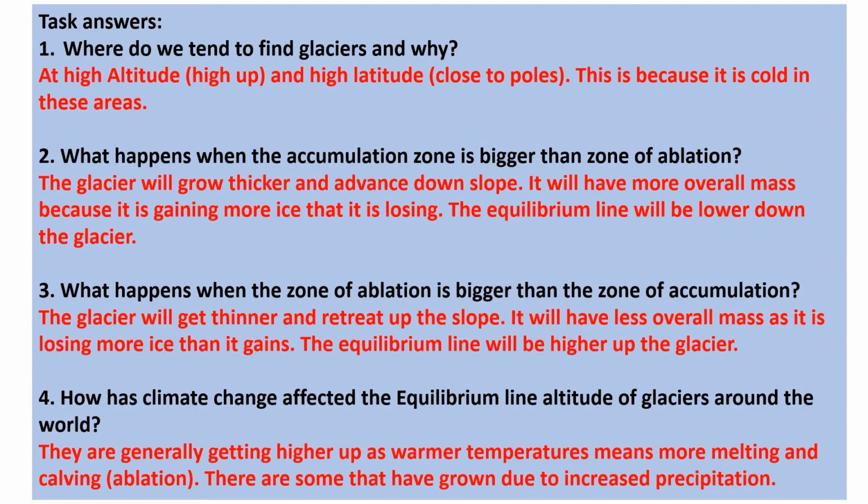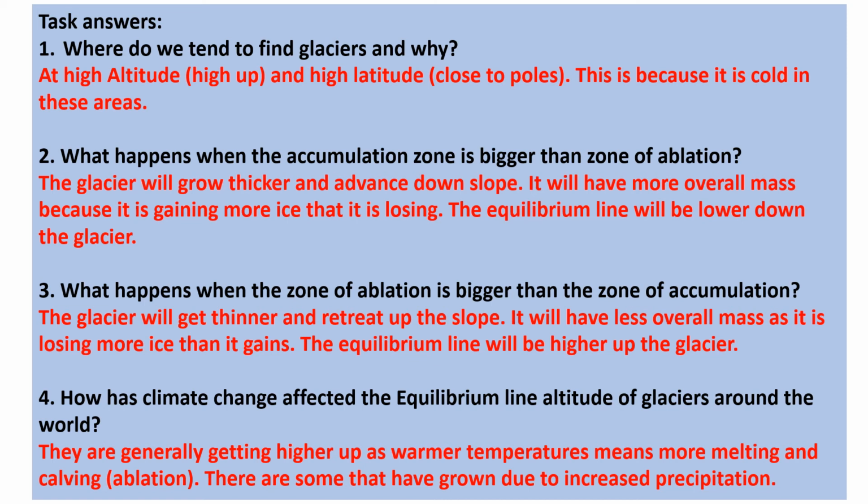So just check your answers here. I'm just going to go through them really briefly with you. So where do we tend to find glaciers and why? So we find them at high altitude, so high up, and high latitudes, close to the poles. What links these is that they are both cold areas, if you're high up or if you're really close towards the poles. What happens if the accumulation zone is bigger than the ablation zone?